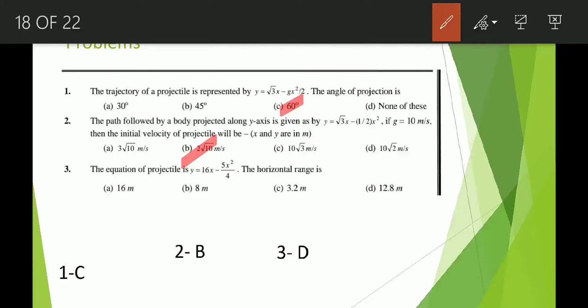The equation of the projectile is y is equal to 16 x minus 5 x square by 4. The horizontal range is option D, 12.8 meter. Let's see the solution.